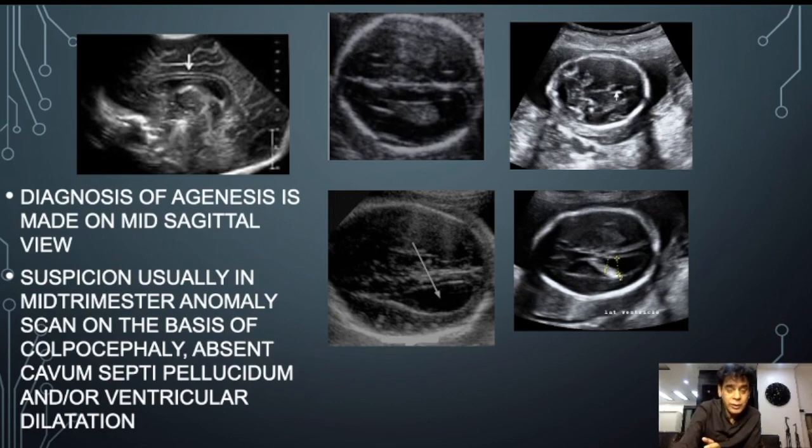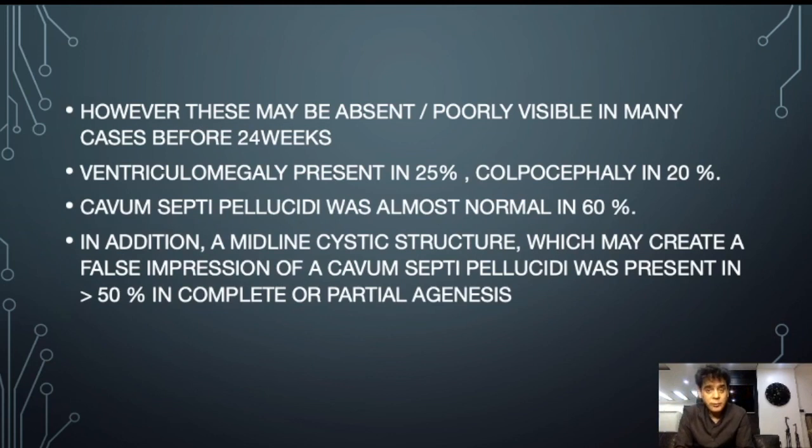Now let us go on to the next slide. Here you can make out that these indirect signs may either be absent or they may be poorly visible when we do a scan before 24 weeks, which is the time which we normally do the scanning for anomalies. Now before 24 weeks, ventriculomegaly only in 25% we may see. Colpocephaly just in 20%. And cavum septum pellucidum may be seen in nearly 60% cases. It may be normal.